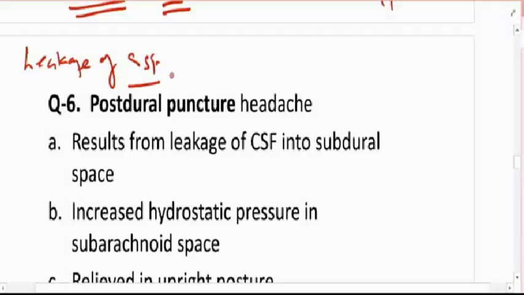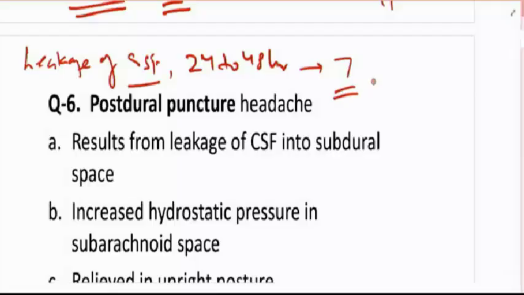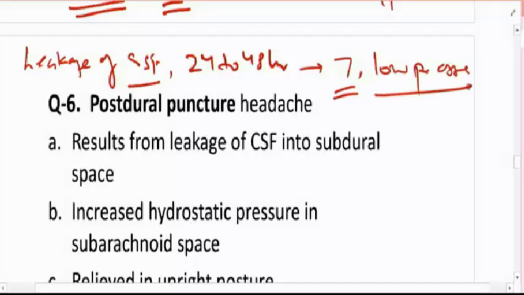Now, it occurs usually 24 to 48 hours after spinal anesthesia and can last up to 7 days. Usually by the 7th day it is relieved. Now, it is a low pressure headache. So unlike meningitis, which is a high pressure headache, it is a low pressure headache.